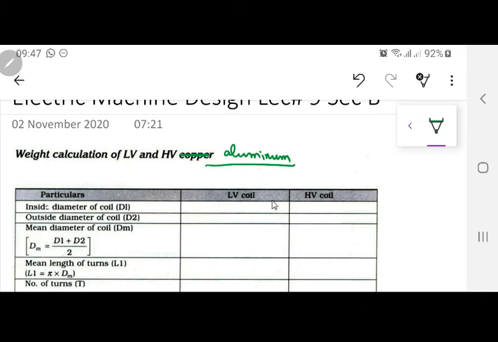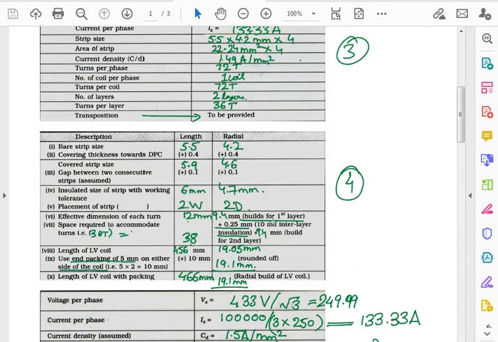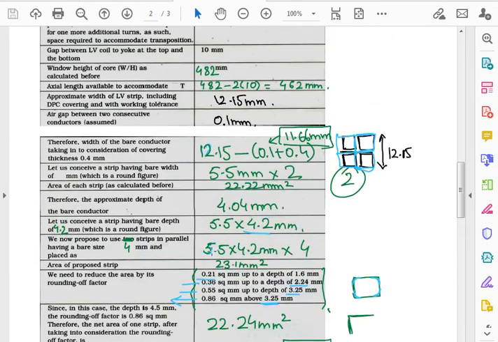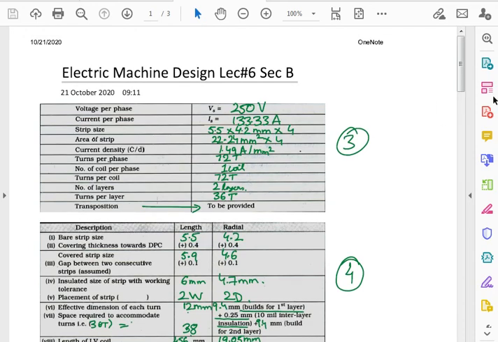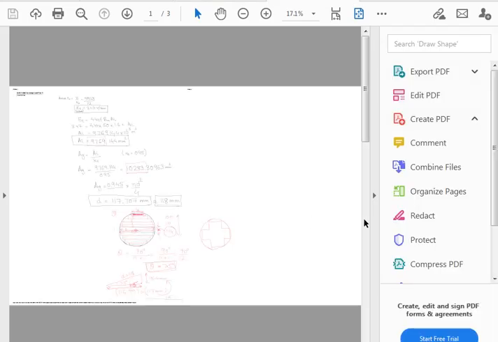So this is the inside diameter of the coil in millimeters, D1. I hope you remember where this data was coming from. This was the low voltage, not actually this one. This was lecture number 6. The lecture number 7, I guess, this was coming on.